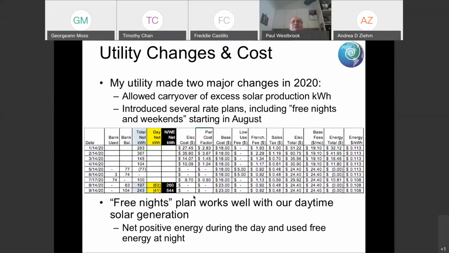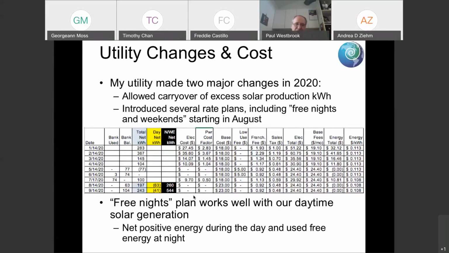So now I'm going to get a little, this is a little complex, but I want to show you how it's pretty interesting how your utility policy can really affect the payback and value of your system. I mentioned that there were no carryover credits when I installed, so if I produced extra, I gave it away for free. My utility changed their policy, and in January of this year, they started allowing banking unlimited carryover hours.